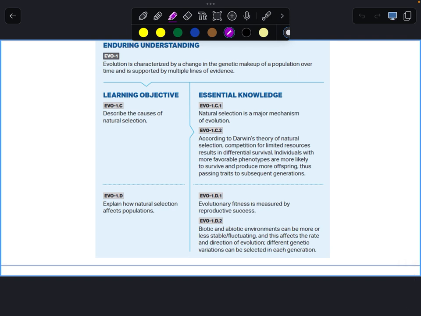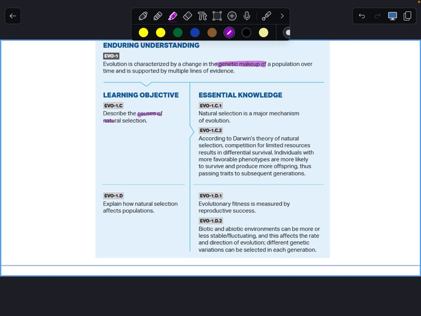So evolution, yes, Unit 7 is all about evolution. And evolution is change in genetic makeup. So if alleles change, then that is by definition evolution, okay? And it's supported by multiple lines of evidence, which I'll talk to you about in class, how the Bible, creationism, and what Genesis says. Okay, so describe the cause of natural selection.